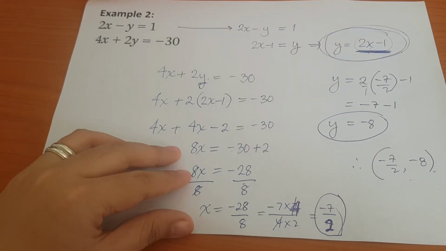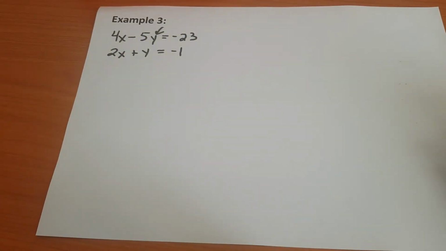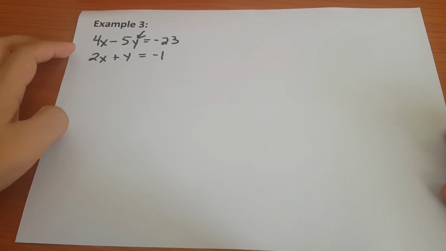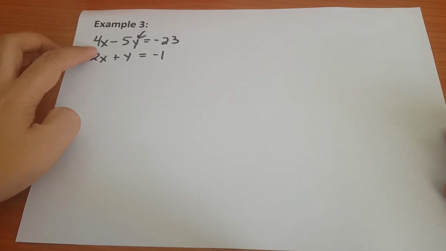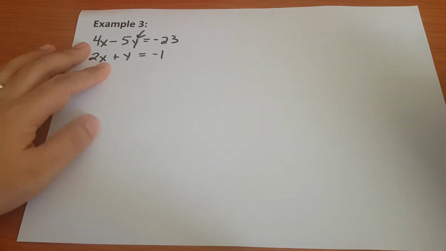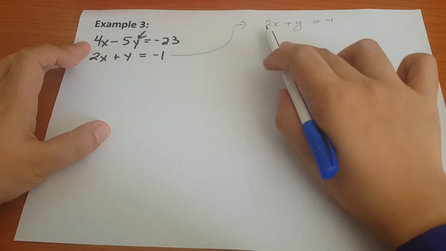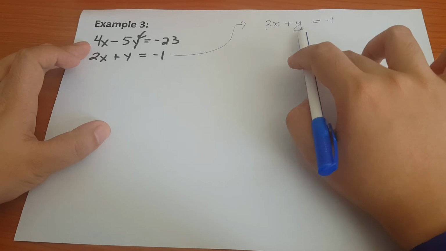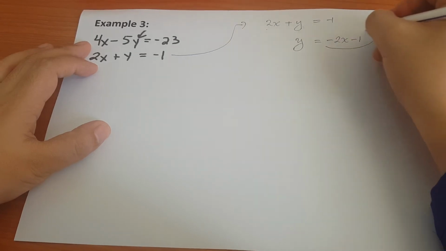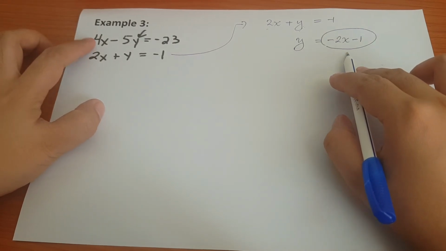Okay, so let's move on to the last example. So you have 4x minus 5y equals minus 23, 2x plus y equals minus 1. Now you need to be very wise in picking which equation you are going to choose. Here you have 4, minus 5, so that means I will pick the second one. This looks not that complicated. So this will be 2x plus y equals minus 1. Now if you compare, this has 2, this is 1, so I will solve my y. So y is minus 2x minus 1. So this is my new equation for y. So I'll substitute this one to my first equation.